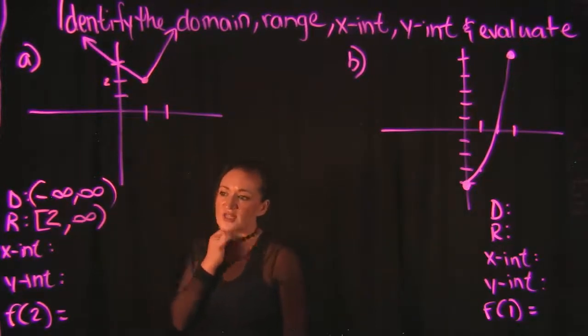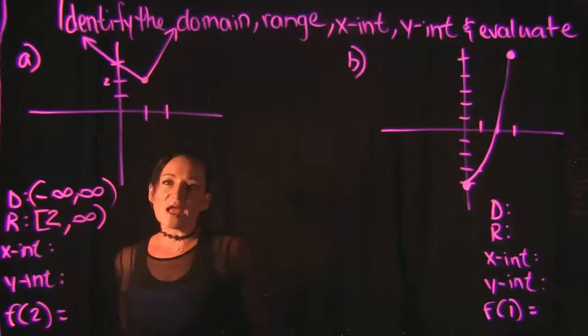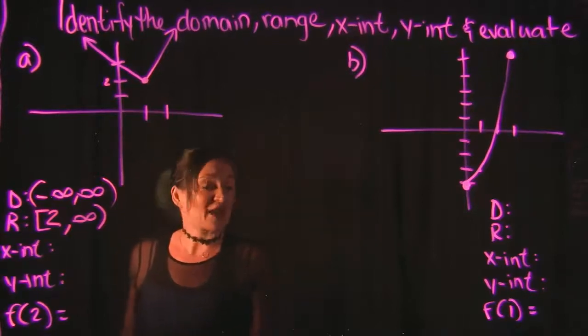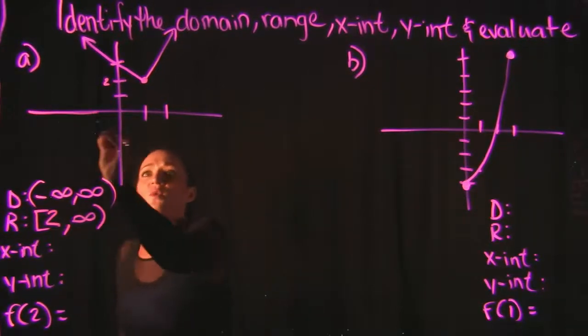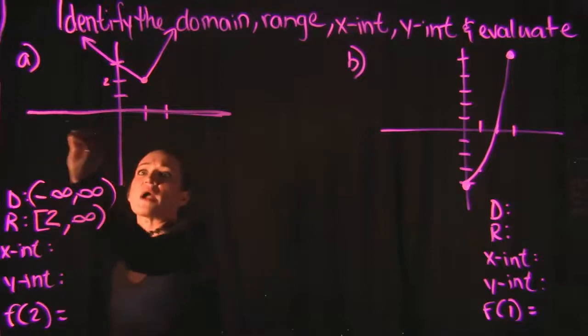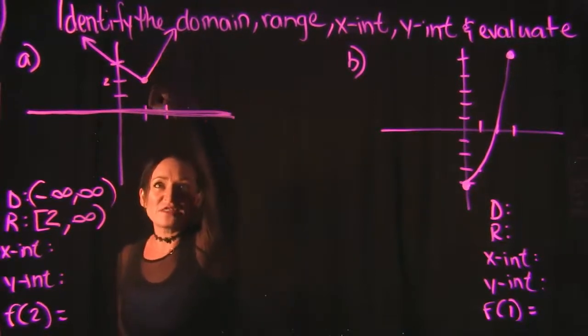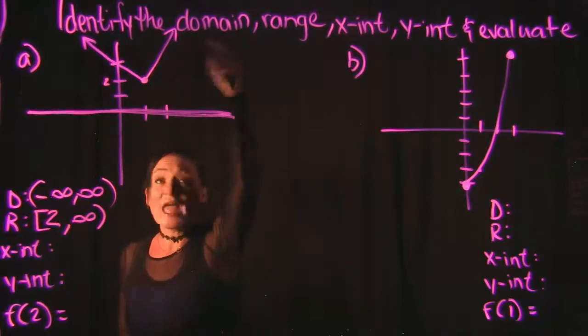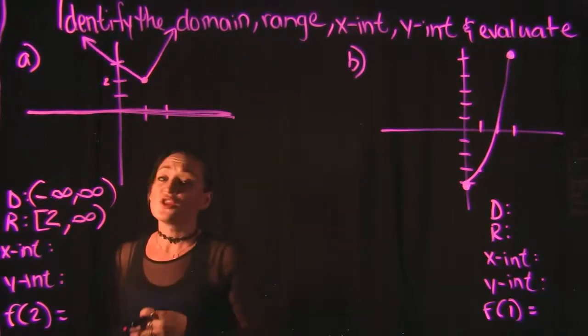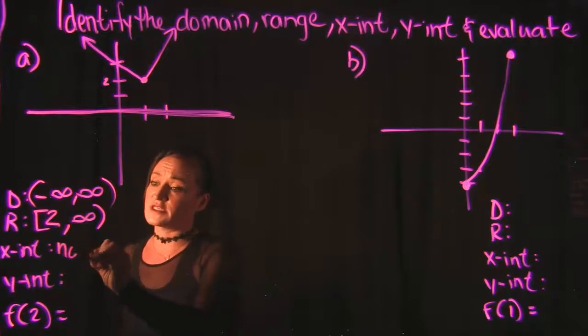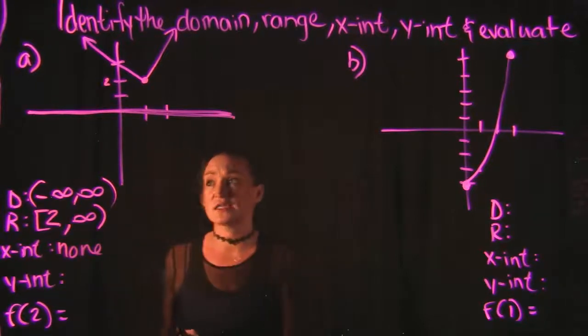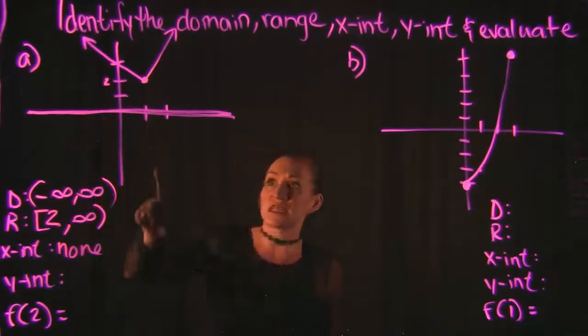Otherwise, moving on to the x-intercepts. The x-intercept is where your graph cuts the x-axis. Well, this is the x-axis right over here. Because our graph lives up here, it never dips down to the x-axis. It never crosses it. There are no x-intercepts for this particular example. It never cuts the x-axis.